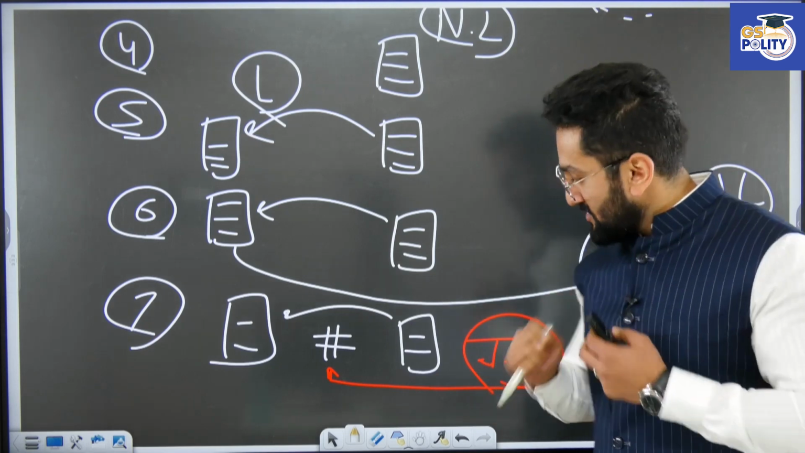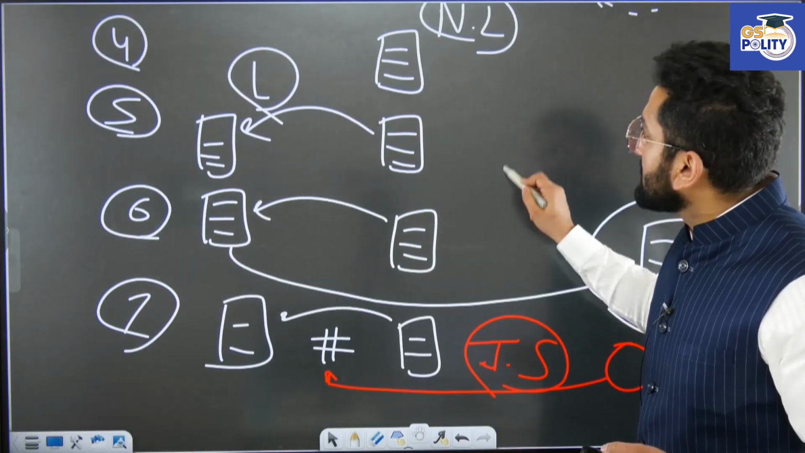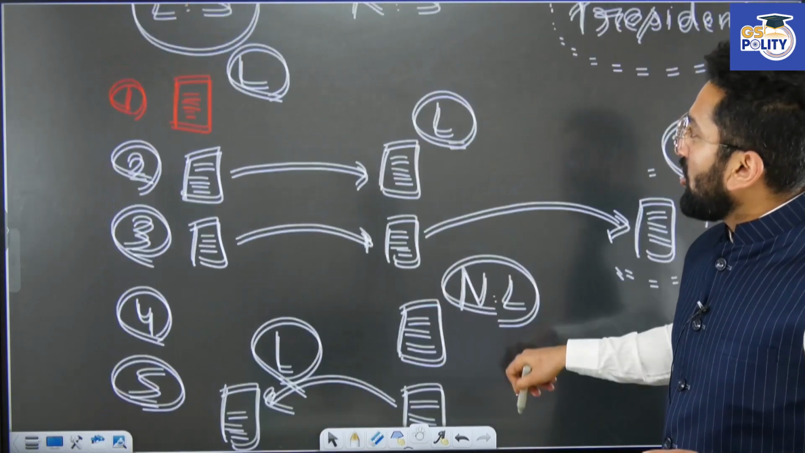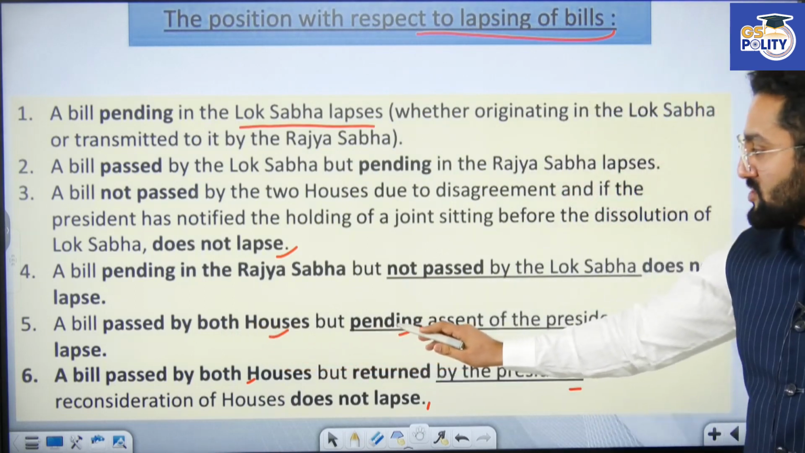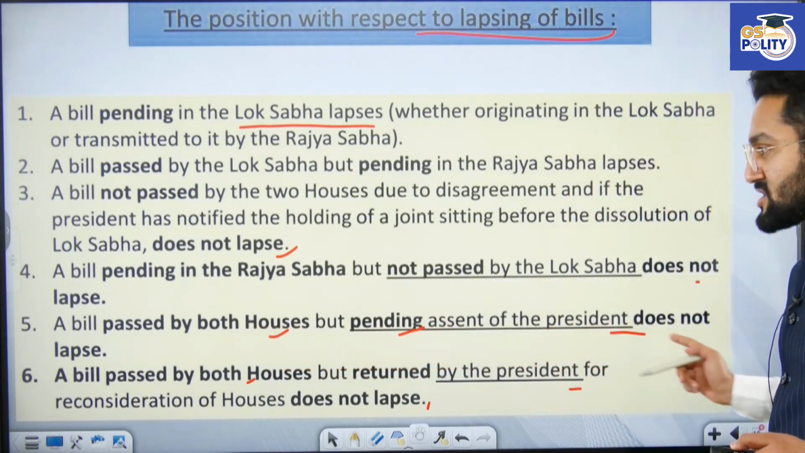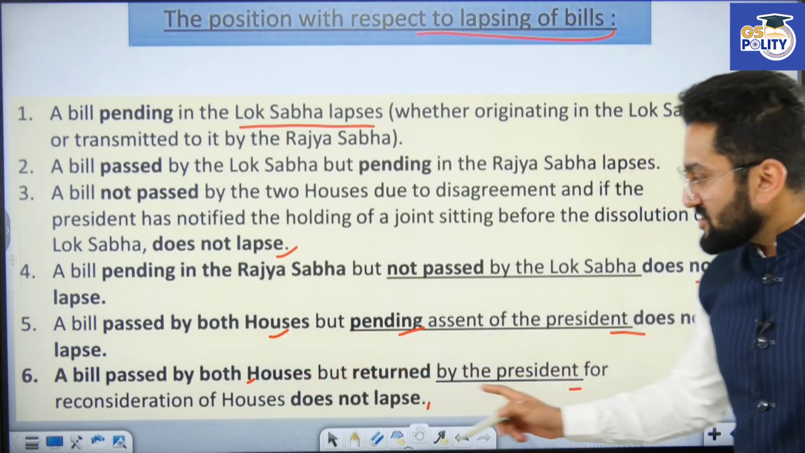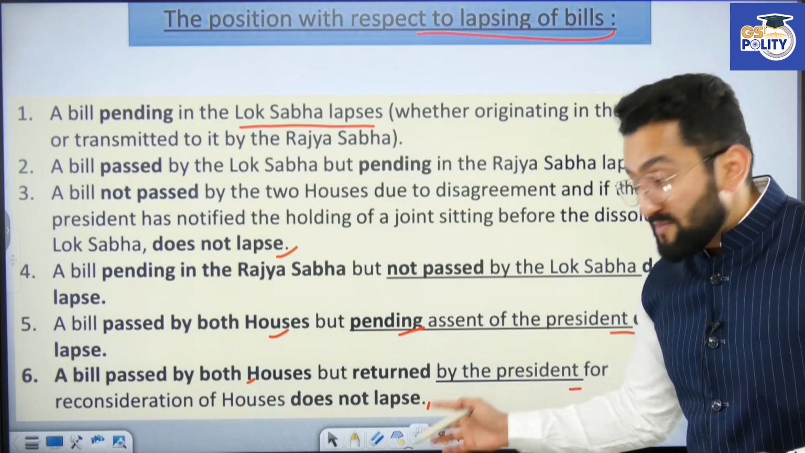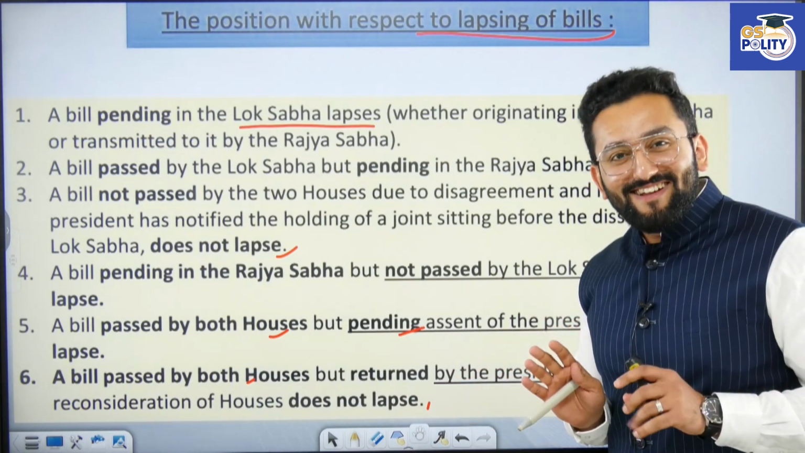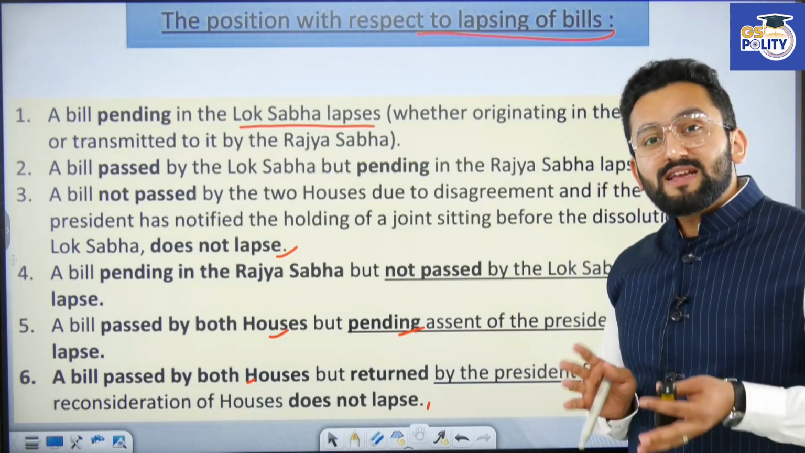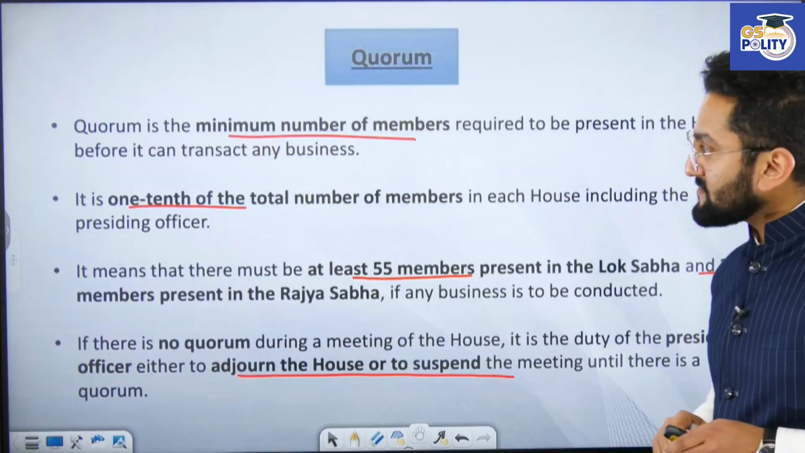So by this trick, I think now you can easily remember all the cases here. A bill passed by both houses pending and sent to the President does not lapse. A bill passed by both houses but returned by the President for reconsideration does not lapse. This is another case. Why is it not going to lapse? Because it has already touched Honorable President. Right? I have framed this example just to make things simple for you. Okay? I think it is clear.